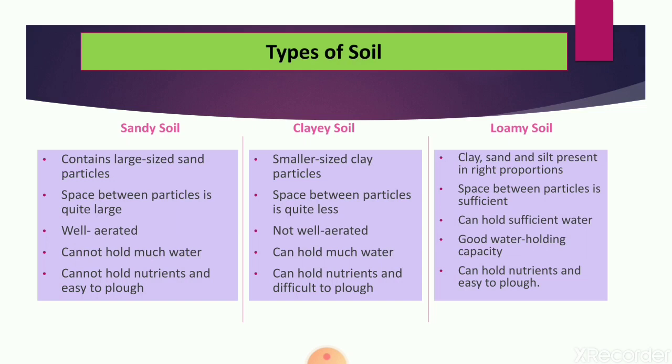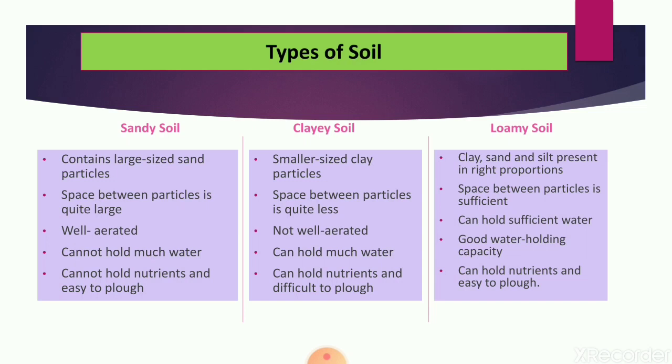Loamy soil is a very good mixture of sand, clay and silt, meaning in this soil, sand, clay and silt are present in the right proportion and right amount. And the space between the particles is sufficient because it is a mixture of clay, sand and silt. Silt is found as deposits of river beds, and its size is in between sand and clay. So loamy soil is very good in all manners, because sand is present, its aeration, meaning air holding capacity, is also very good.